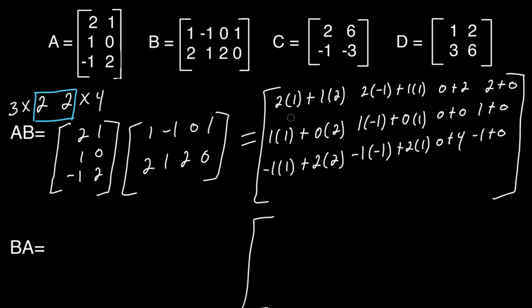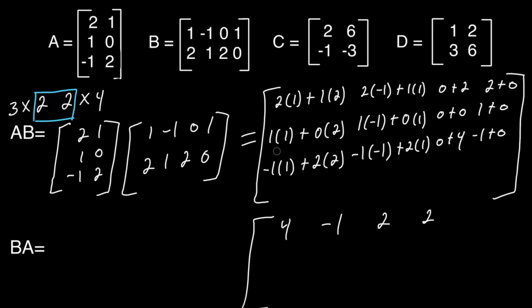All right, so what's 2 times 1? That's going to be 2. Plus 1 times 2, that's going to be 2. So 2 plus 2 is 4. So up here, let's write a little 4. What about 2 times negative 1? That's going to be negative 2 plus 1. So negative 2 plus 1 is going to be negative 1. 0 plus 2 is 2. And 2 plus 0 is 2.